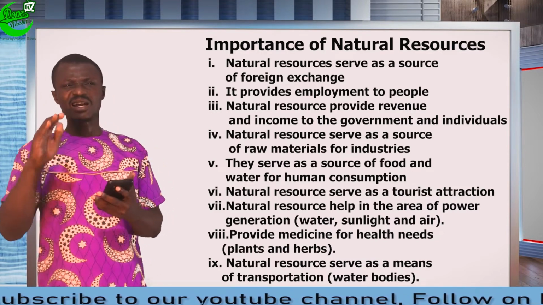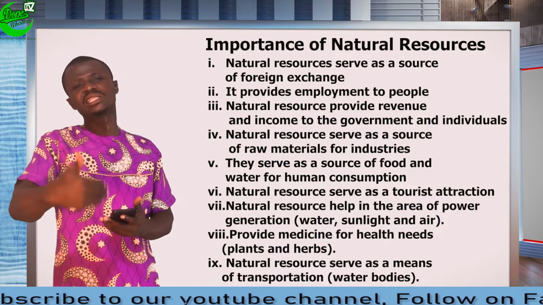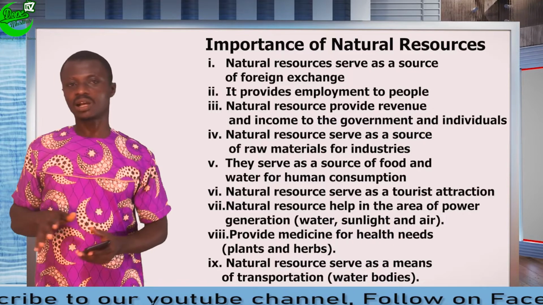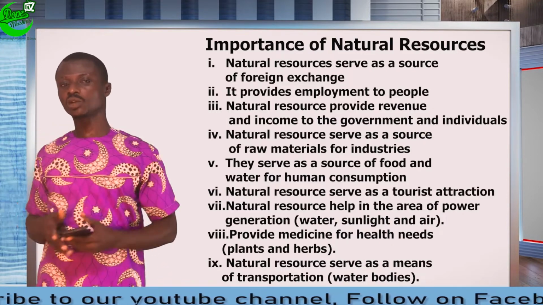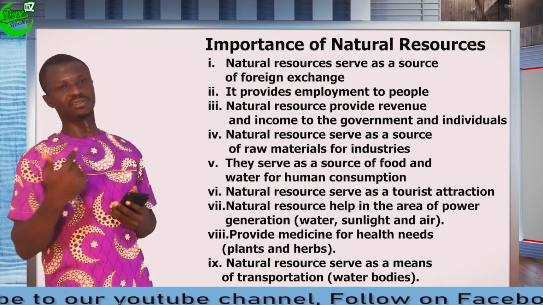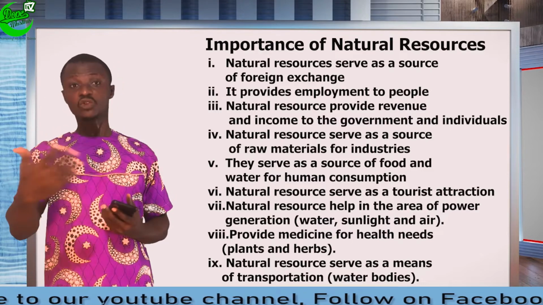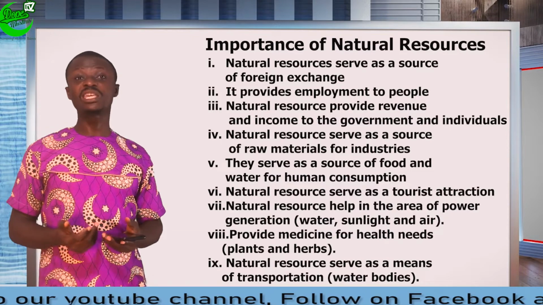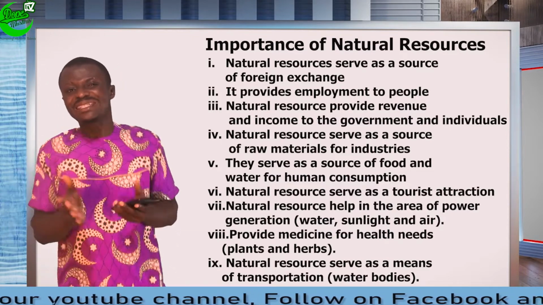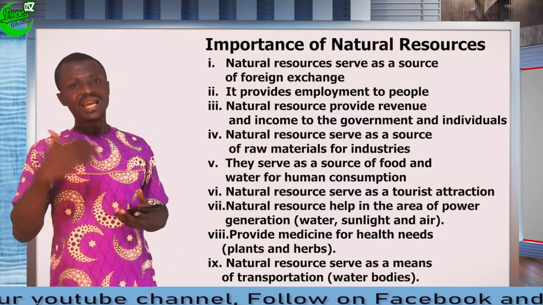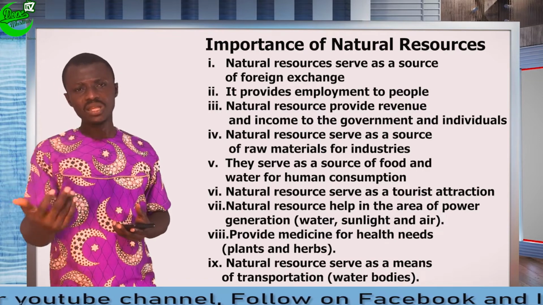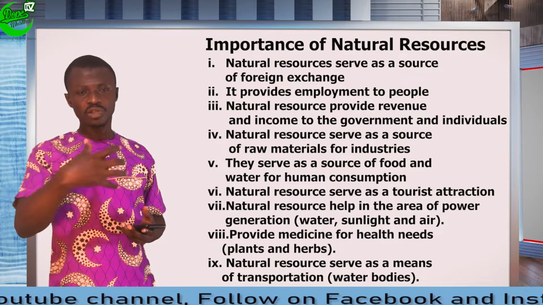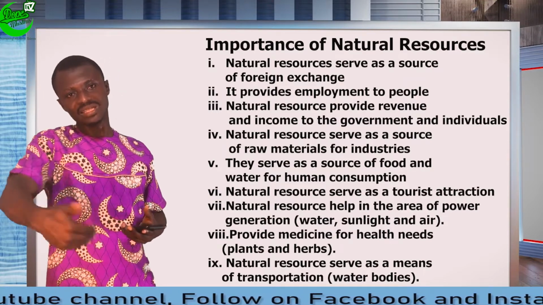And it also helps in the area of what? Power generation. Wind and water. The hydro is from what? Water, and sometimes the rain. Sunlight, they have the solar that they use. These are all what? Natural resources. It could be that here in Ghana we are not exploiting that area, we are not utilizing that, but elsewhere they make use of the wind, the sunlight, the solar, and even the hydro. So it helps in power generation.